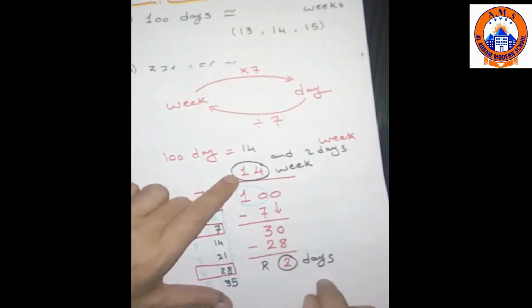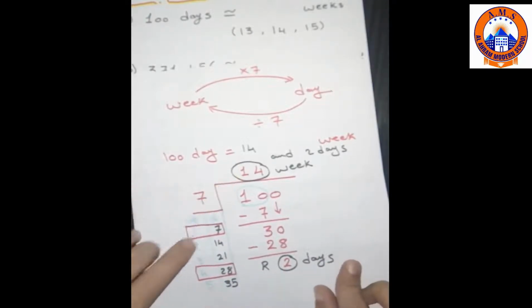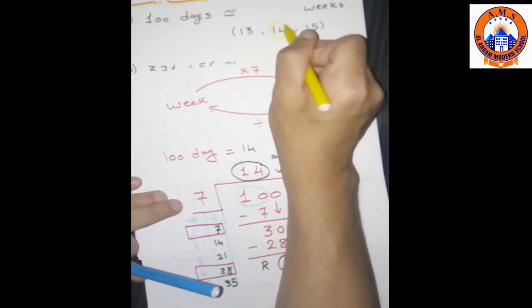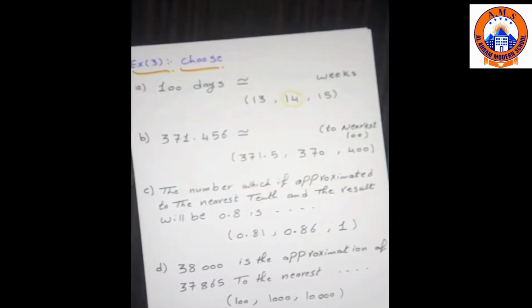We can say that the 2 days is approximately equal to a week. So the answer will be 14. We're going to choose this, approximately equal to 14. Next question.